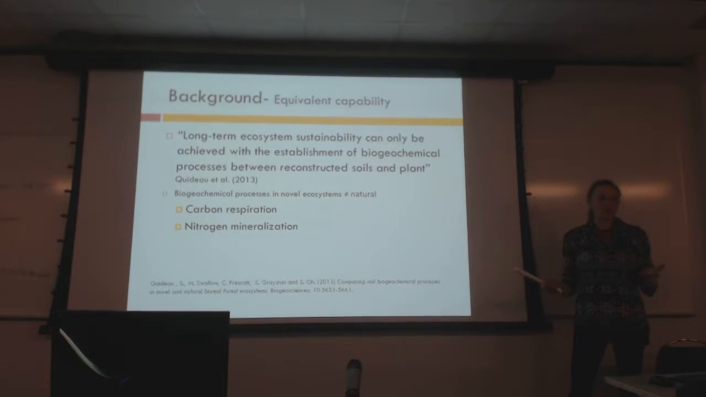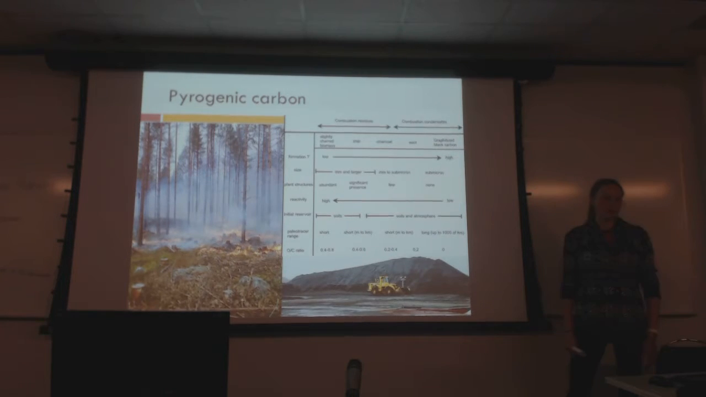And as Keto et al. quoted in one of their recent papers, long-term ecosystem sustainability and ending up with the equivalent land capability can't happen unless you have the establishment of biogeochemical processes that are similar to what was there before. So my question is, with pyrogenic carbon, the legacy substrate, can we fix that? Can we get back there?